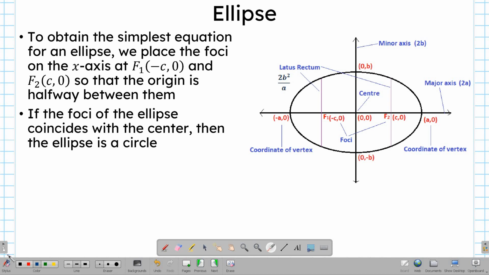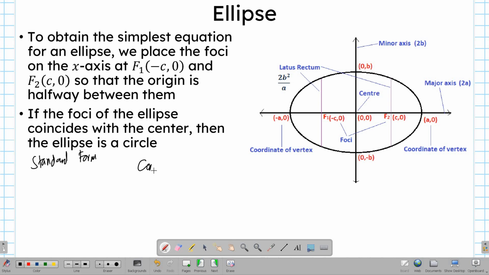So in the previous video, we were able to already derive the standard form of the equation of the ellipse with center at (0, 0) and is oriented horizontally. There are actually four standard forms to take note of, just like the parabola. So for the standard form of the ellipse, we have to consider two things.